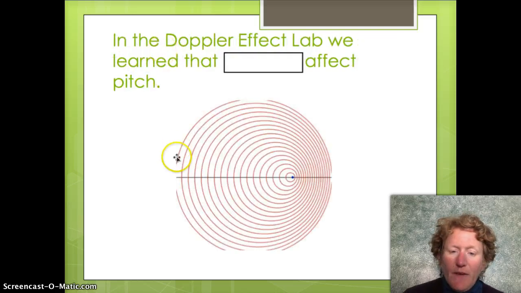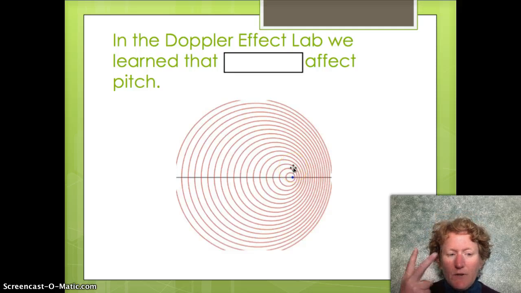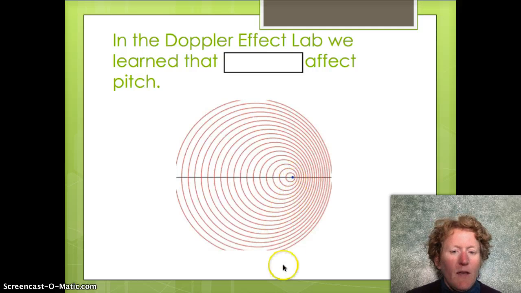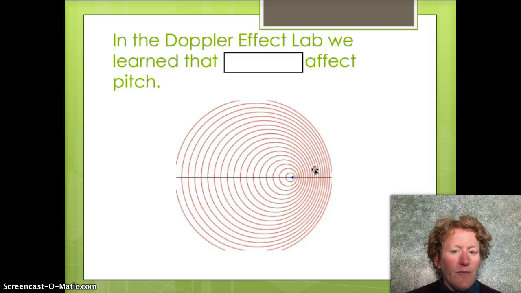In the Doppler Effect lab, we learned that if the source of a sound is moving, the speed and direction, two things, affect the pitch based on where the person is. If the person is in the car, nothing changes. If a person's standing over here, they hear the familiar ew sound. It's higher when the vehicle is coming towards you, and lower because the waves are further apart when it moves past you.